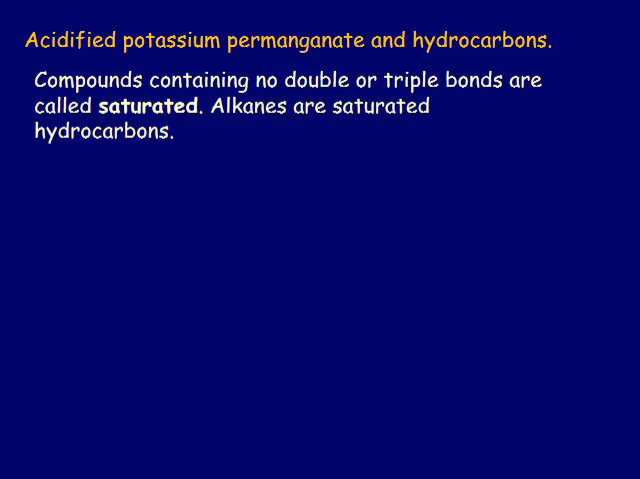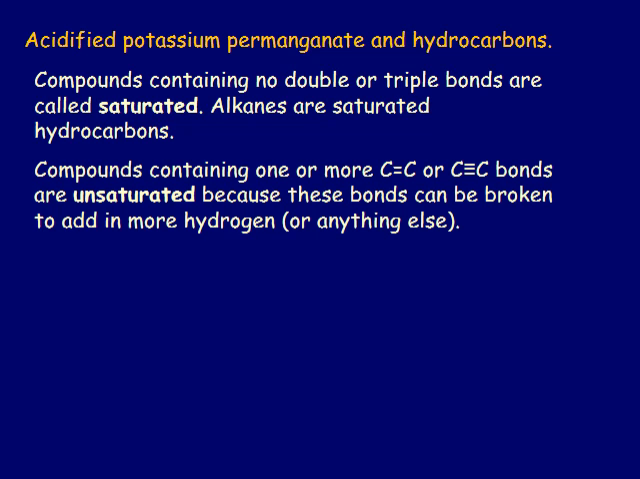Another reaction you could do is the acidified potassium permanganate reaction with the hydrocarbons. Compounds containing no double or triple bonds are called saturated. Alkanes are an example of this. Saturated just means that every carbon has the maximum number of bonds, 4 bonds. Compounds containing one or more double or triple bonds are called unsaturated because these bonds can be broken to add more hydrogen or any other atom, for example, in the last slide, bromine.